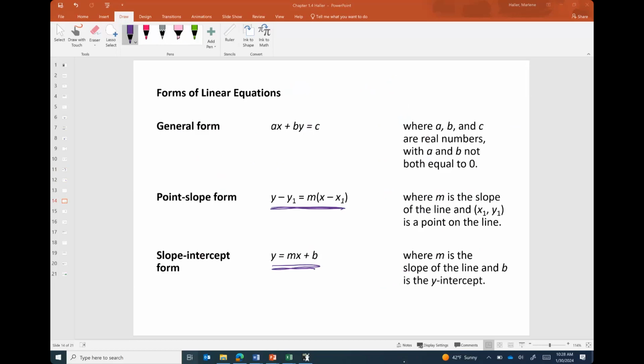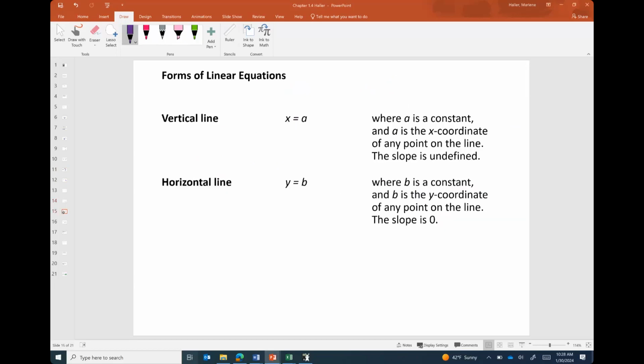Okay, and we have a summary here of our vertical and horizontal lines. x equals some constant for our vertical line. And in this case, on vertical lines, we have an undefined slope because it would result in a division by 0. And then a horizontal line would be y equals b. And of course, when y equals b, the slope is 0.